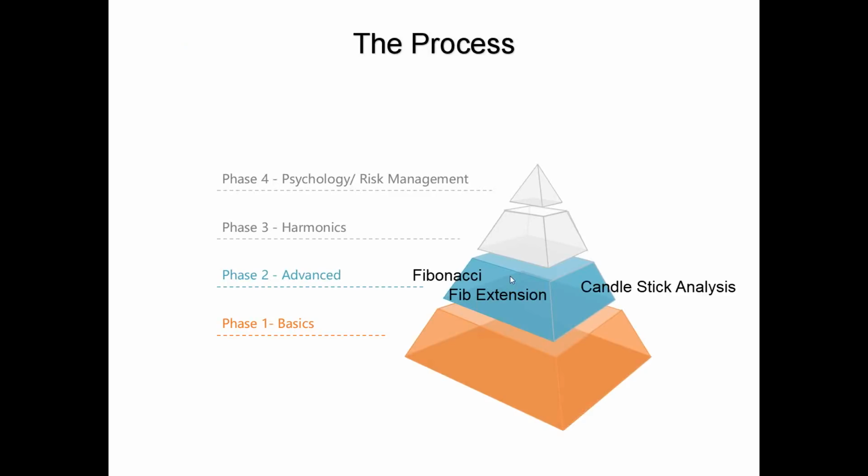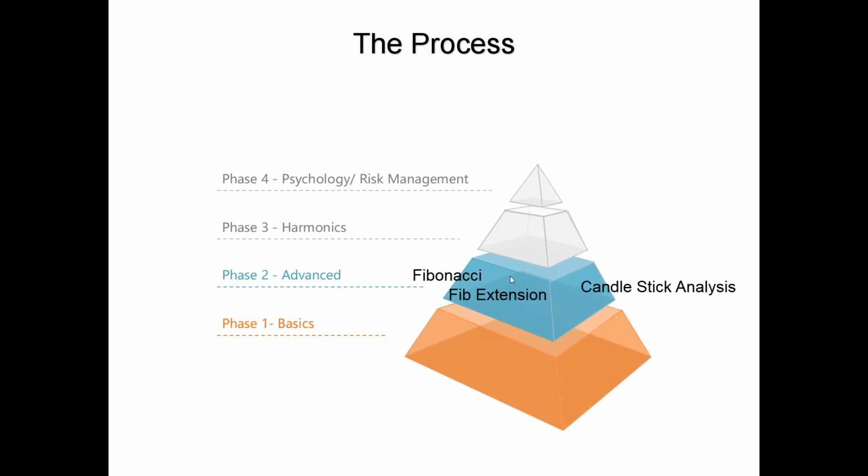And the next one is candlestick analysis, which I'll go into a little bit right now. You're basically going to be looking for the reversal patterns that you have on your candlestick sheets, at key areas of the market. Key areas meaning harmonic patterns, double bottoms, triple bottoms, head and shoulders. I'll show some examples. That's candlestick analysis, Fibonacci, Fib extensions. That's phase two, what you need to study after doing the basics.